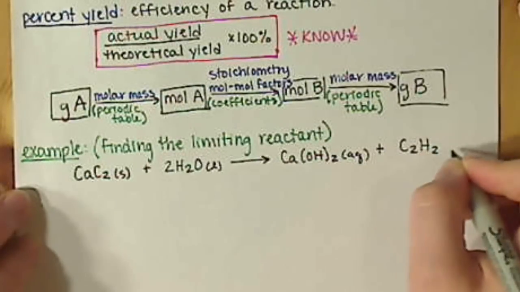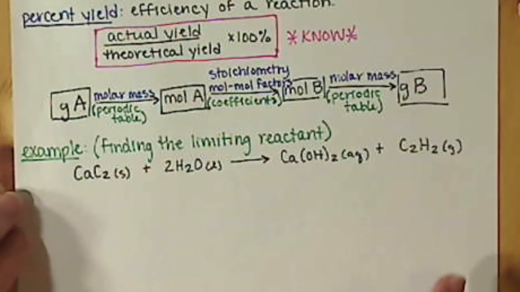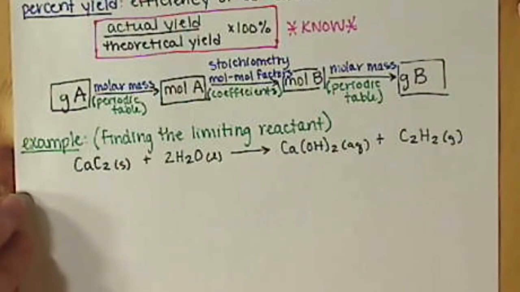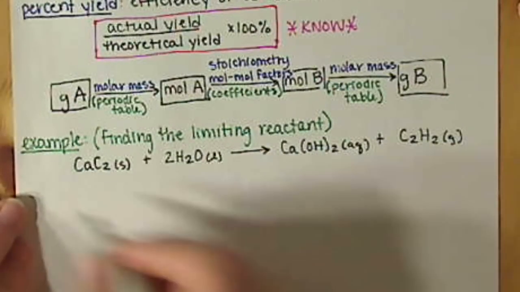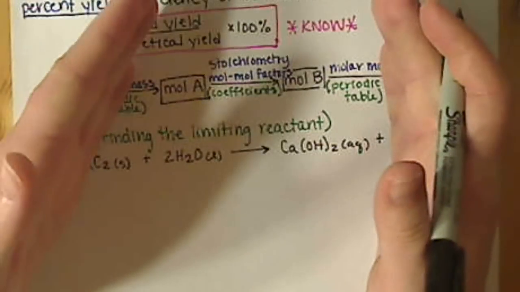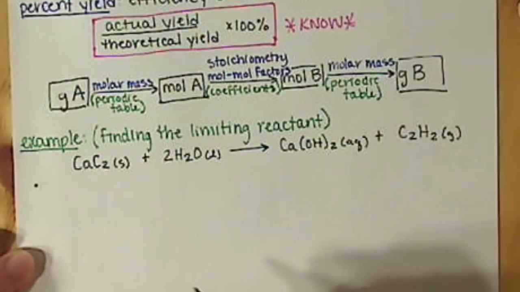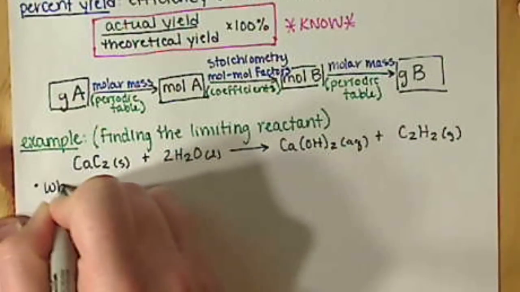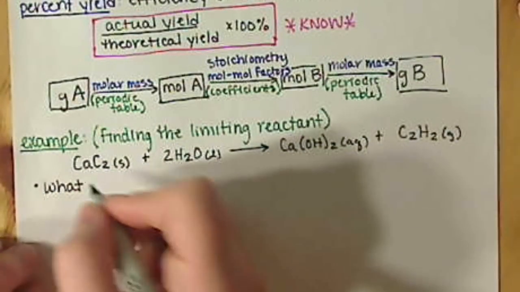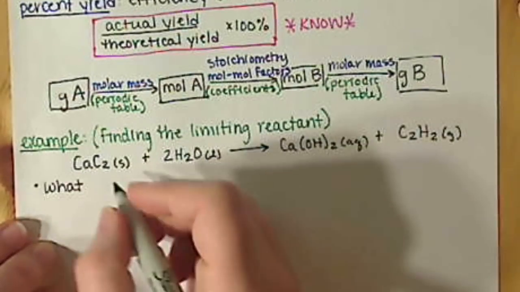And C2H2. Don't worry about the name of that. That's an organic molecule, and we don't require you to know those names. So let's start off kind of simply here. Okay, let's kind of cut off the grams and just deal with going from moles of A to moles of B. And let's ask ourselves, what is the limiting reactant when we have 1 mole of each of these reacting?